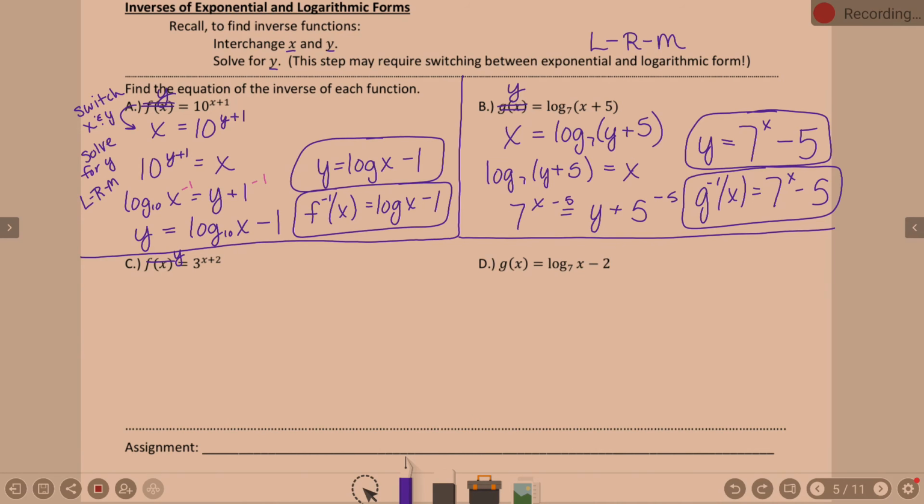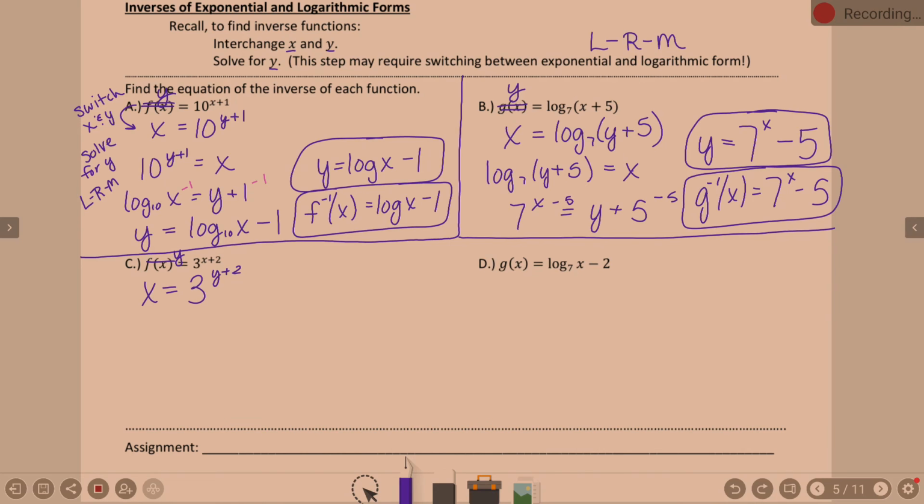So if this is y equals 3 to the x plus 2, to find my inverse, we start off by switching. So instead of y equals, it's x equals. Instead of 3 to the x plus 2, 3 to the y plus 2. Now, if you can work from here and go straight out of exponential form to log form, that's awesome. If you still need that visual, then go for it.